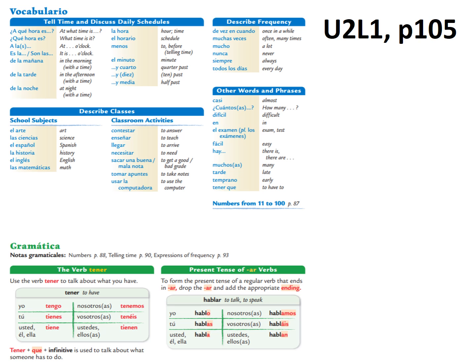Or a couple examples. Present tense of AR verbs. To form the present tense of a regular verb that ends in AR, drop the AR and add the appropriate ending.